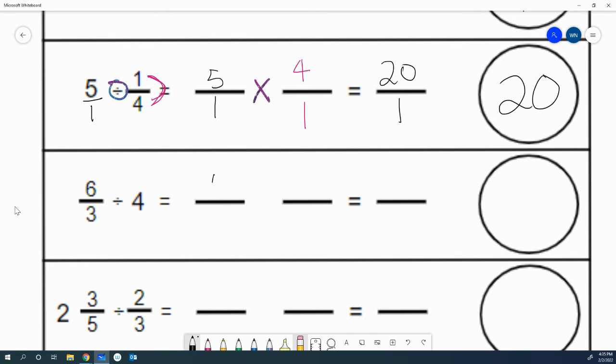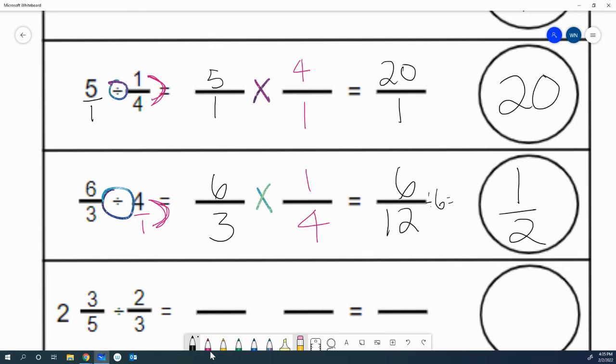For this one, you should have kept 6/3. You should have changed the sign to multiplication, and you should have put the 4/1 and then flipped it and have 1/4. 6 times 1 is 6. 3 times 4 is 12. We can divide both of those by 6. We've got 1/2. If you're getting different answers than me, make sure you're really being careful with your simplification. I know 6 divided by 6 is 1. 12 divided by 6 is 2.